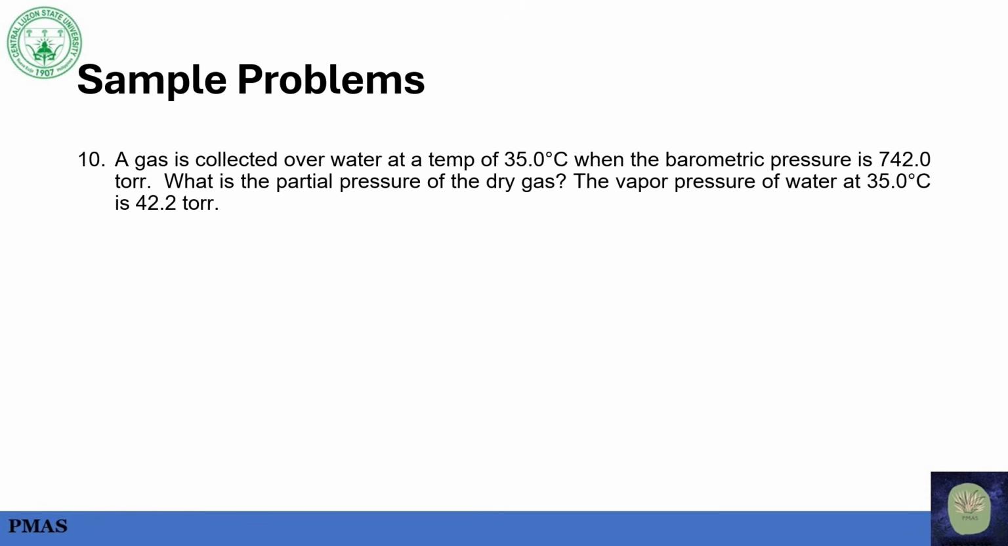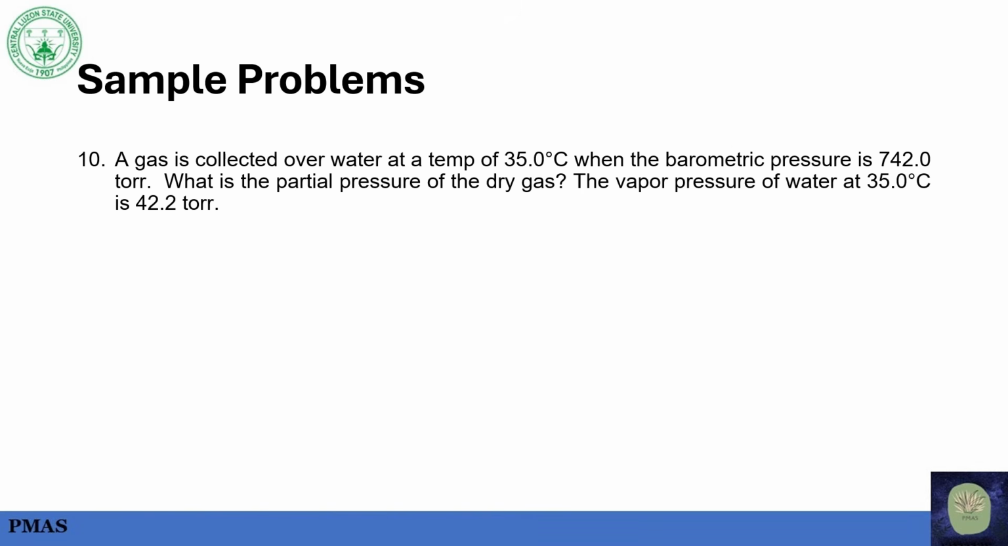Let us now use that information to solve sample problems. A gas is collected over water at a temperature of 35 degrees Celsius when the barometric pressure is 742 torr. What is the partial pressure of the dry gas? So the vapor pressure of water at 35 degrees Celsius is 42.2 torr. Okay?